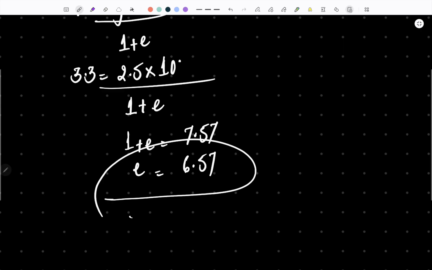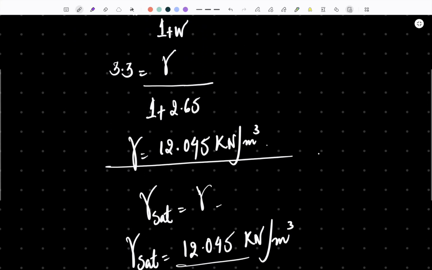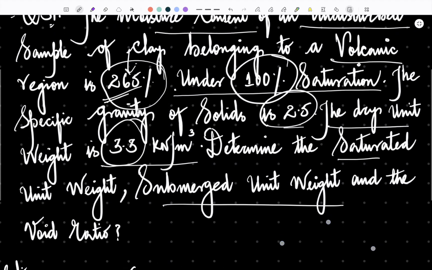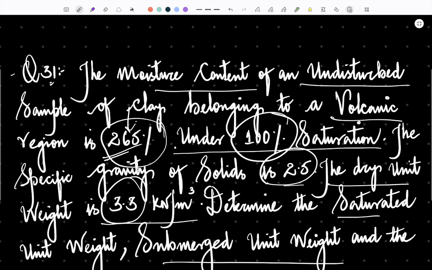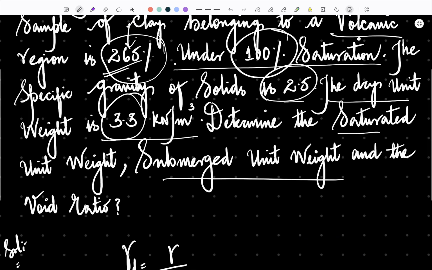All right, void ratio is very high. Moisture content is also very high. The clay is under 100% saturation, and it is an undisturbed sample of clay which belongs to a volcanic region. So we have completed the question in all respects. We have found the saturated unit weight, submerged unit weight, as well as the void ratio. All right, moving on to the next one.